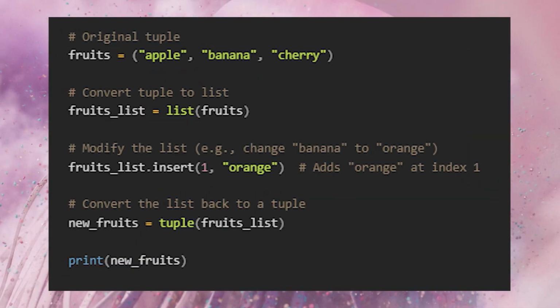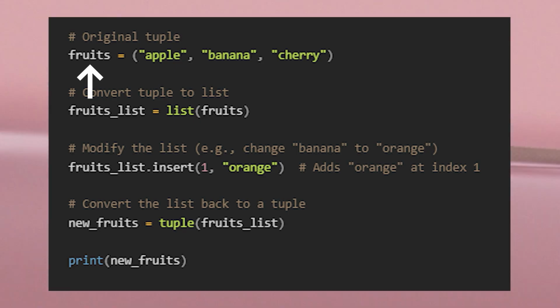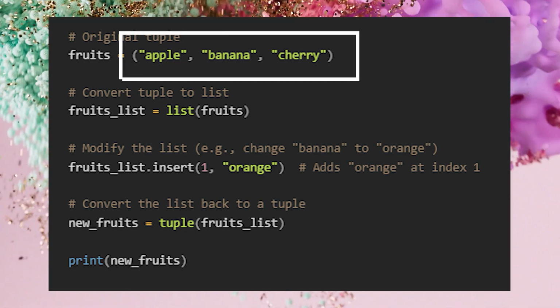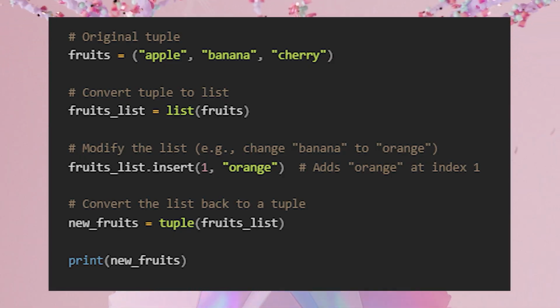Are you curious how? Step 1. We have a tuple called fruits, which holds 3 items: apple, banana, and cherry. This tuple is immutable, meaning we can't change it directly.